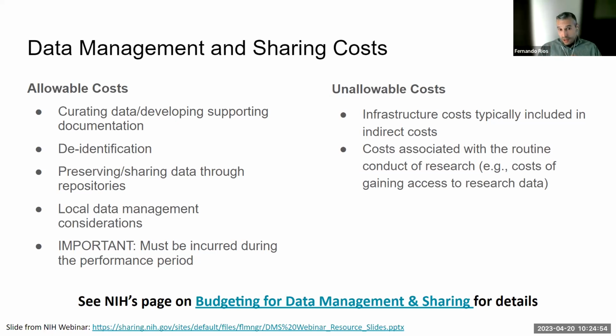So some unallowable costs include things like infrastructure costs that are typically included in indirect costs, or costs that are associated with the routine conduct of research, like gaining access to research data.